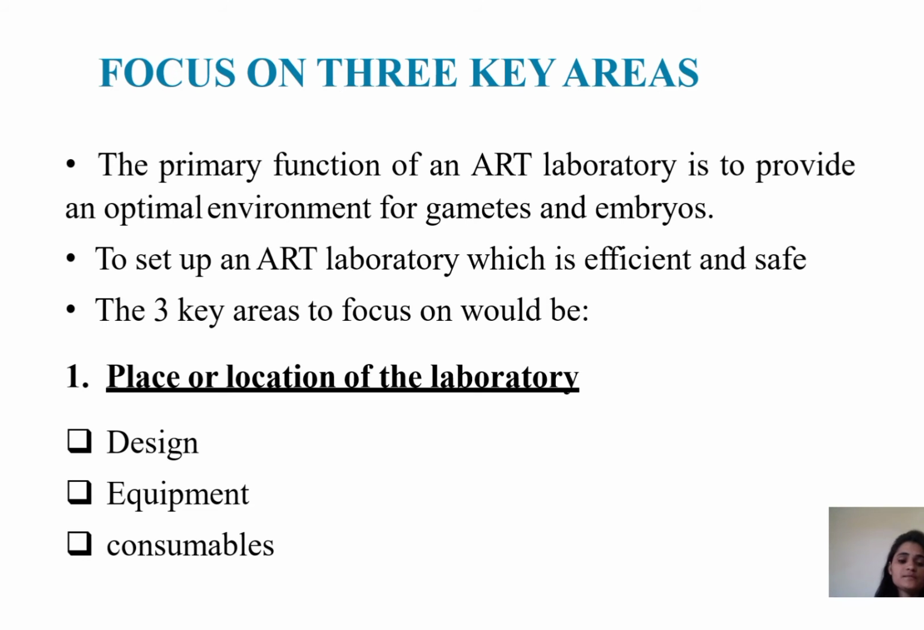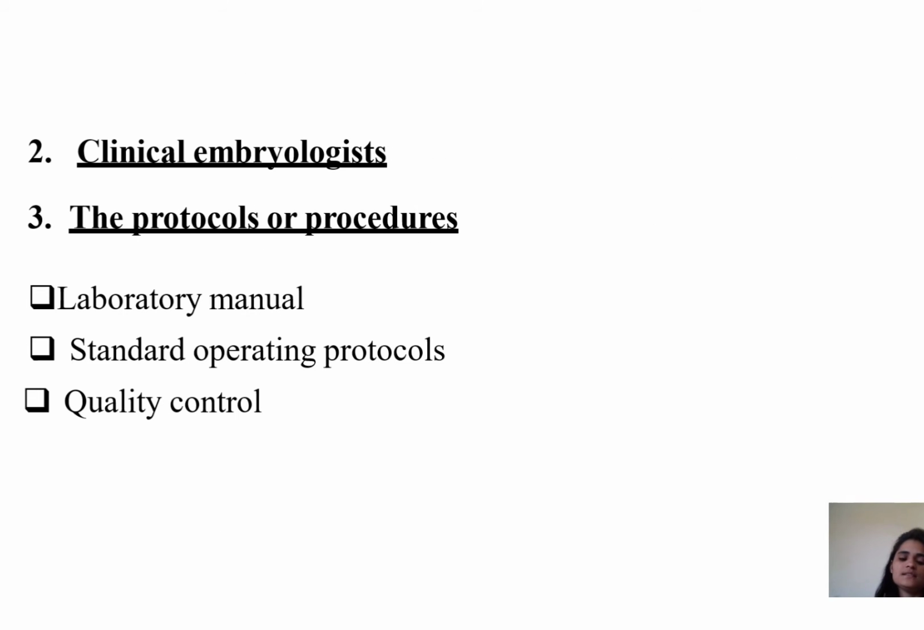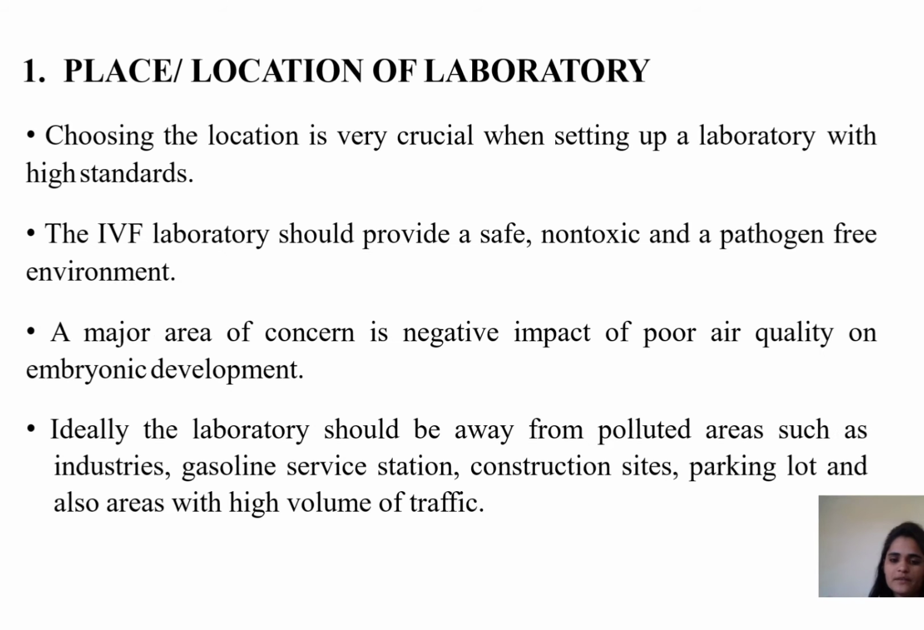The first one is place and requirements. In that location, first of all, we have to see the location, the design, equipments, consumables, and media. The second one is the embryologist and gynecologist also. The third one is the protocols or procedures. In these, the laboratory manual, standard operating protocols, and quality control.